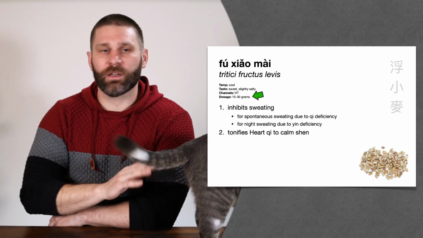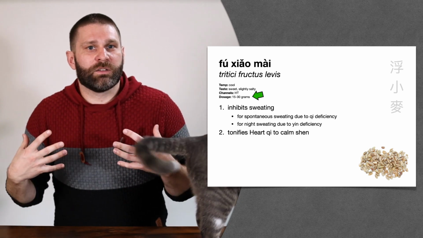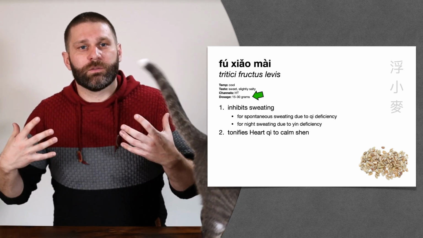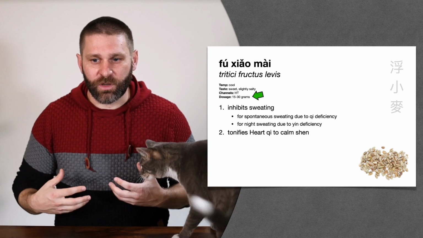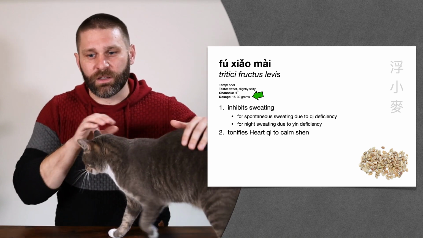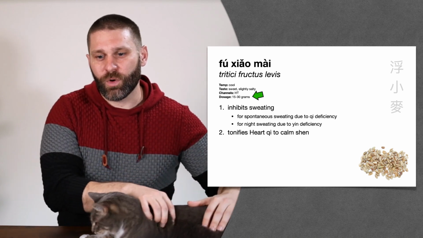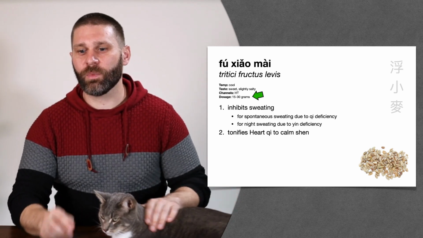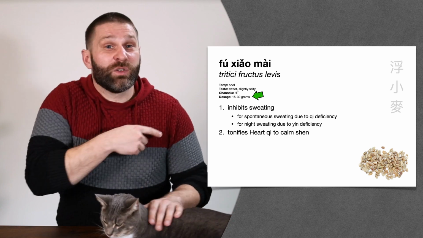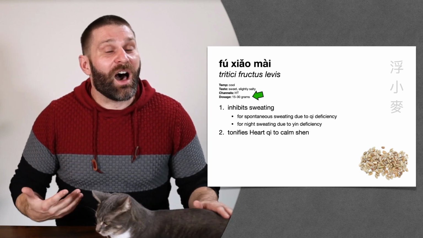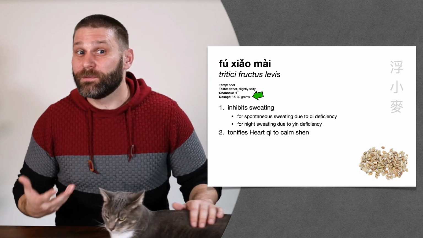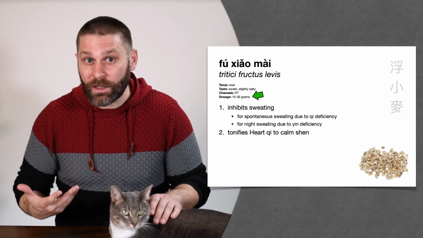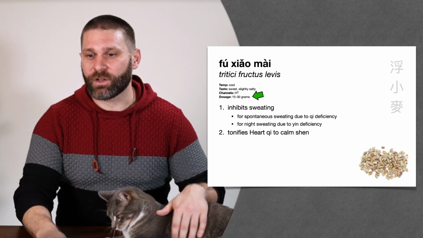But by and large, I would think about Fuxiaomi as an herb whose only function is stopping sweating. And that's what we're going to see it used for, except in a few cases where we'll also see it tonify heart qi to calm shen. The dosage is higher than normal, and this is very common with herbs that are basically food items as well. This is just wheat, so it's a food, so we can use a higher dosage.